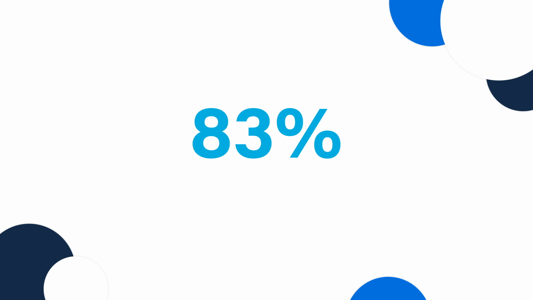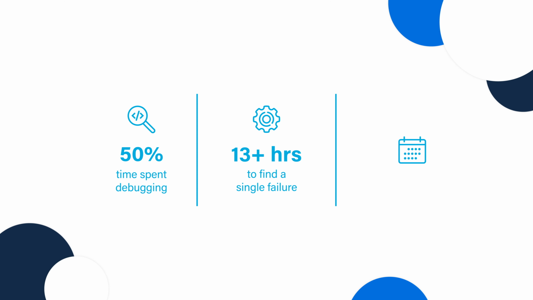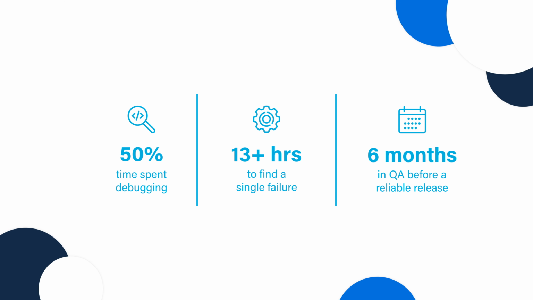A recent Cambridge University research study found that 83% of software engineers have problems keeping their continuous integration test suite clear of failing tests. 50% of software engineers' time is still spent debugging. The average amount of time needed to find and fix a single failure in the backlog can be upwards of 13 hours. Some engineering teams can spend as much as half a year in QA before their software is deemed reliable enough to be released into production.